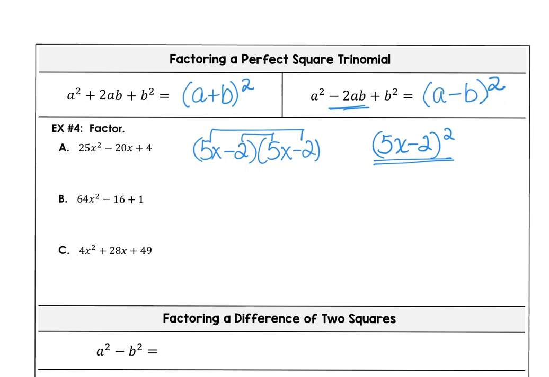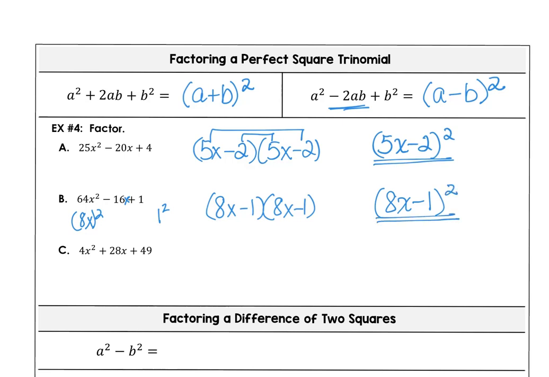Do we have that same situation in part B and part C? I believe so. 64x squared is 8x times 8x, and 1 times 1 is 1 squared, and 8x and 8x add up to 16x. My x is missing there. So we have (8x - 1) times (8x - 1). When you see that pattern, you know you have a perfect square trinomial, and that factors as the binomial squared. So looking at the vocabulary, this is a binomial squared. This is a perfect square trinomial. Same thing here. Binomial squared multiplies to be a perfect square trinomial.